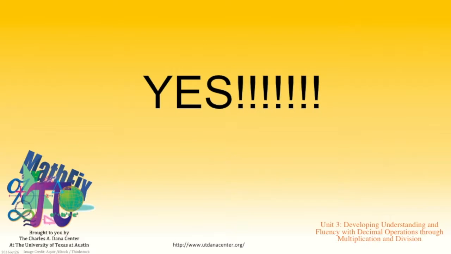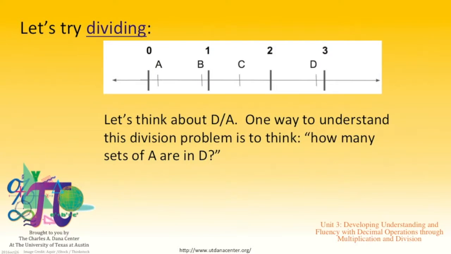Let's try dividing. If we thought through 15 divided by 3, one way to think about it would be how many times does 3 go into 15? We could count sets of 3 until we realize there are 5 sets of 3 in 15.